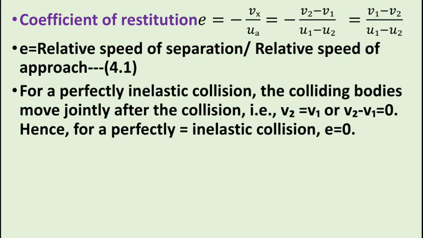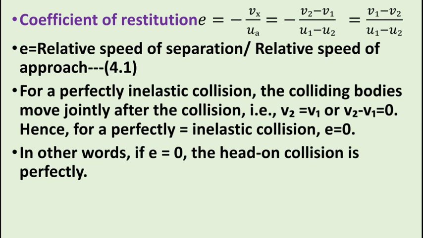For a perfectly inelastic collision, the colliding bodies move jointly after the collision, that is v2 is equal to v1 or v2 minus v1 is equal to 0. Hence, for perfectly inelastic collision, E is equal to 0. In other words, if E is equal to 0, the head-on collision is perfectly inelastic.